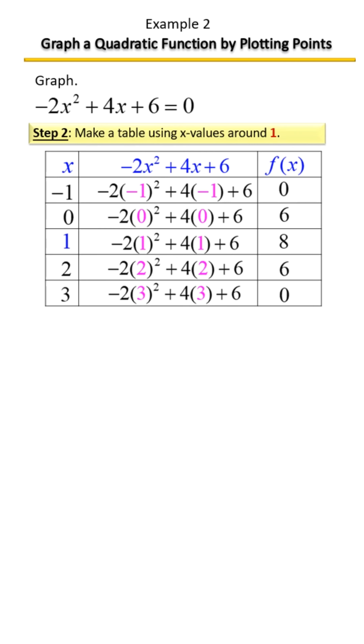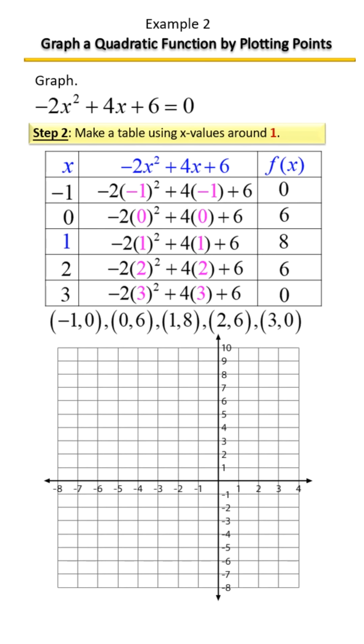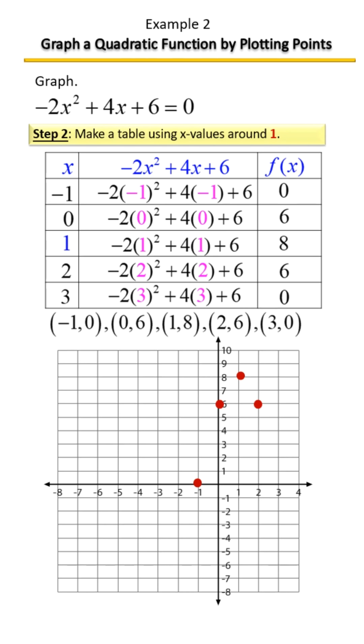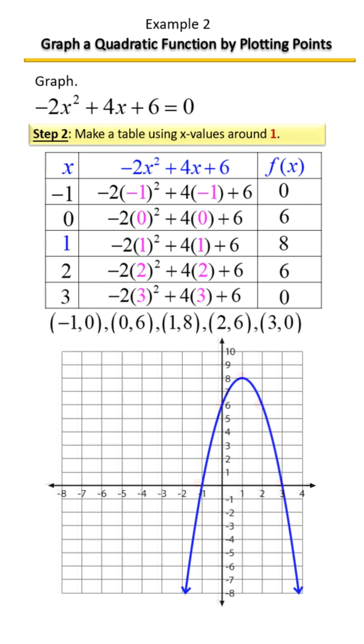Let's go ahead and plot those ordered pairs. We have 5 ordered pairs. We'll start with the first one that's over negative 1 and stay at 0. Then we have 0 and up 6. Then we have over 1 and up 8. Over 2, up 6. And we have over 3 and we'll stay there at 0. And we can already see the sketch of our parabola here. And it has an axis of symmetry of x equals 1.